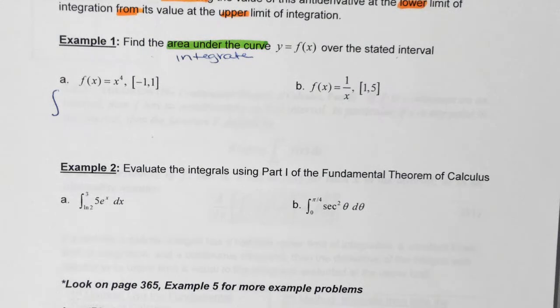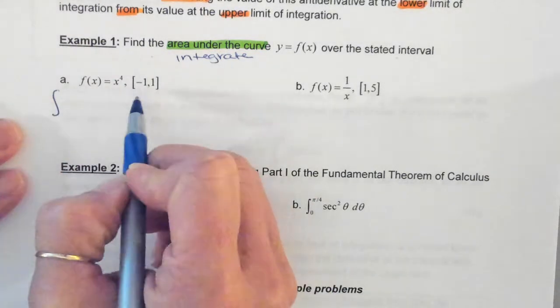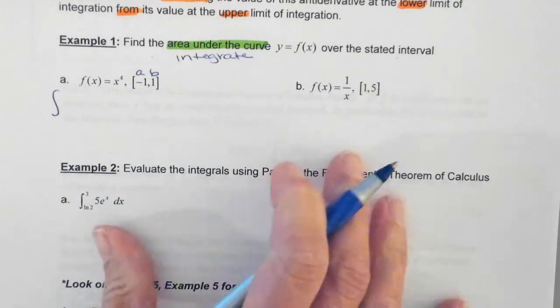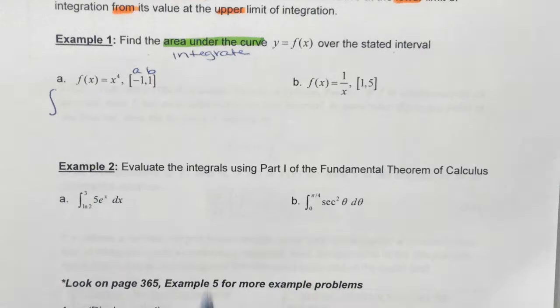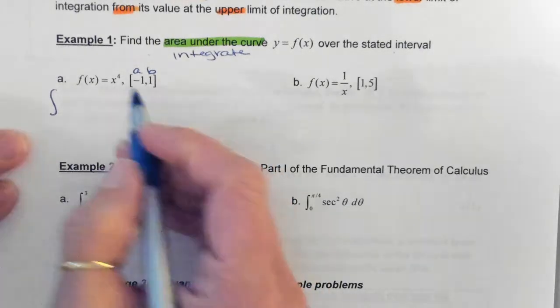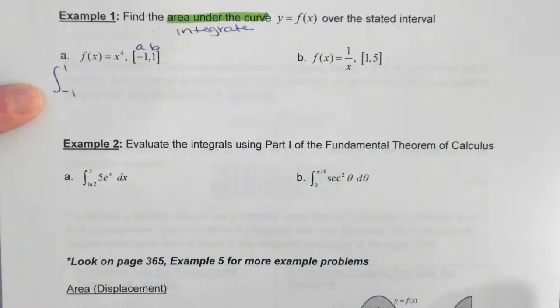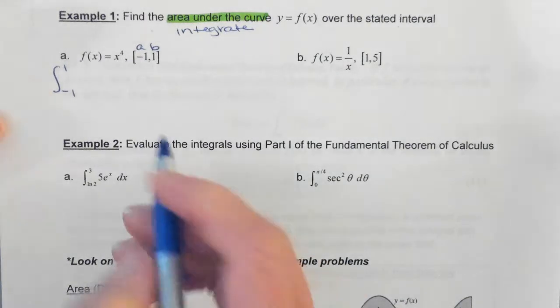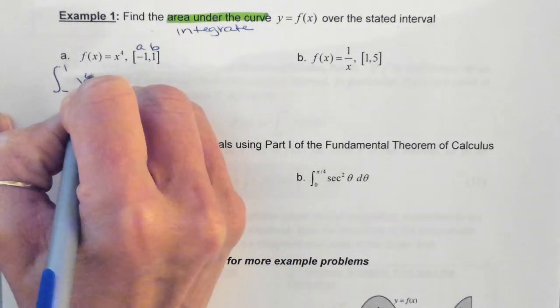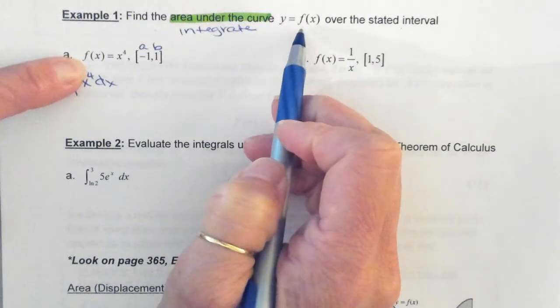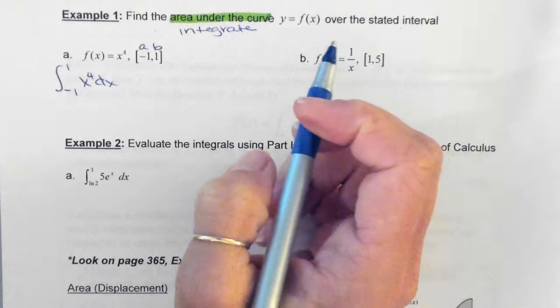Okay, so we've got, remember guys, this is the integral from A to B, right here. A is on the bottom, B is on the top. So we're going from -1 to 1. Is this in the proper order? Yes. My function is x to the 4th dx. They want us to integrate f of x. Okay, and we're just going to proceed.